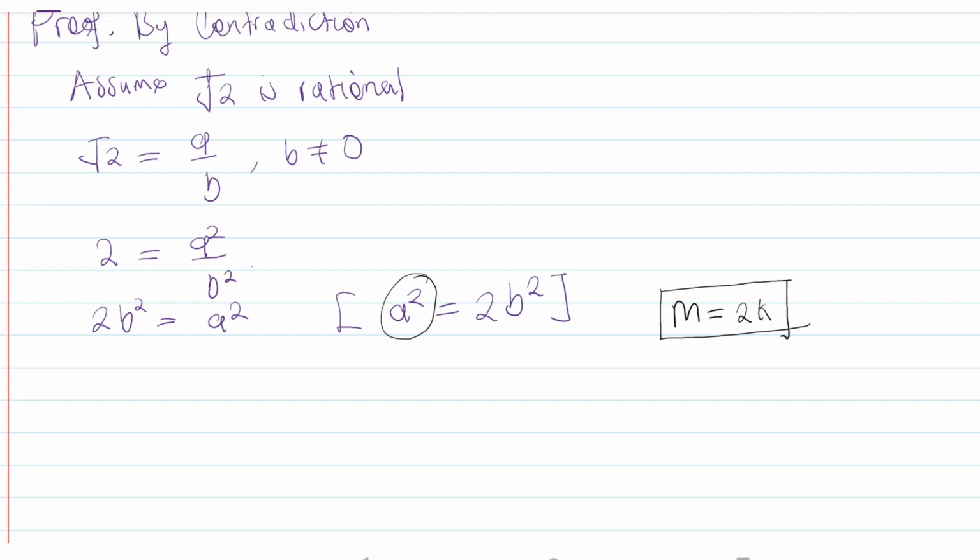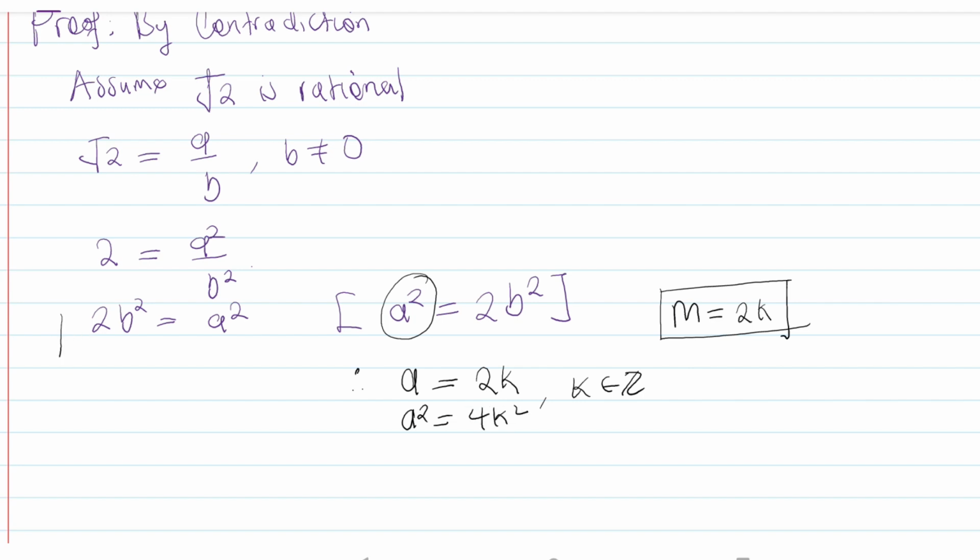Now, a squared is even. For example, 4 is an even number, and the square root of 4, which is 2, is also an even number. So therefore, we conclude that a can also be written in the form of 2k, where k is an integer. So since a squared is even, we know that a is also even. So a can be expressed in the form of 2k. Now, from here, we can square throughout. So this is a squared is equal to 4k squared.